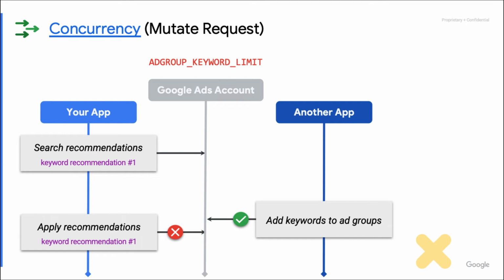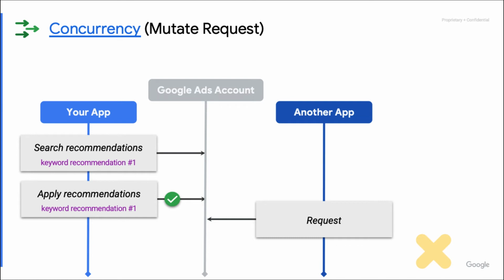If you own multiple applications, you can avoid concurrency issues by sending requests at different times. But the best you can do to avoid concurrency issues with applications you don't own, like the Google Ads UI, is to take actions on recommendations promptly after retrieving them.